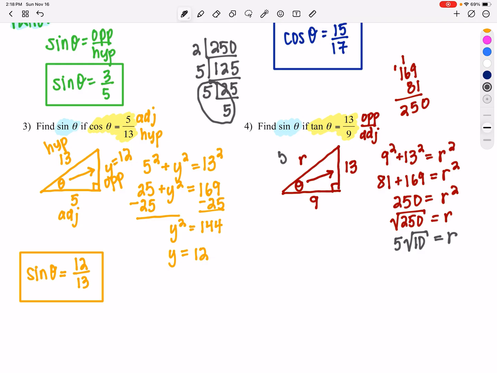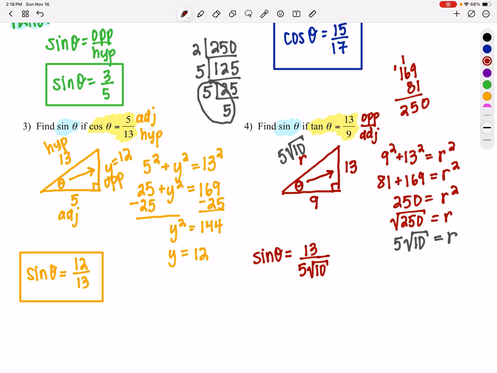Now, I'm using a different color here where I have not been using different colors for the problem because we have a radical, and I just don't want that to get lost. I'll go back to using red here because we need to find the sine of theta, and the sine of theta is the opposite side, which is 13, over the hypotenuse, which is 5 times the square root of 10. So we have 13 over 5 times the square root of 10.